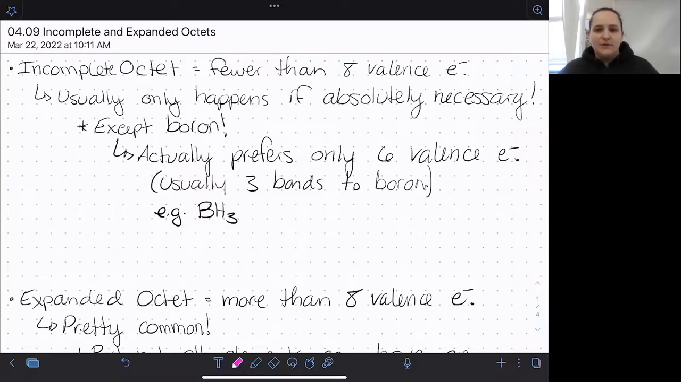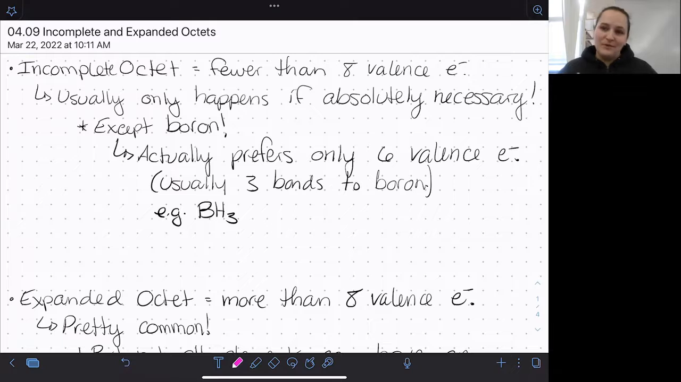In this video, we're going to look at some exceptions to the octet rule. In previous videos, we've been looking at things that pretty much follow what we've been calling the octet rule, that most atoms prefer to have 8 valence electrons available to them when they're bonding, with the exception of hydrogen, since it can only hold 2. But there are actually quite a few things that don't follow the octet rule. It is more of a guideline than an actual rule.